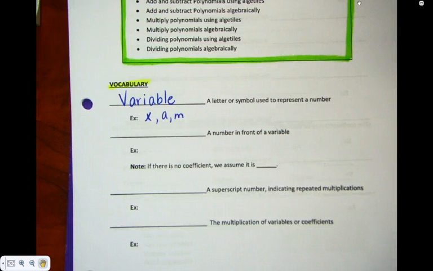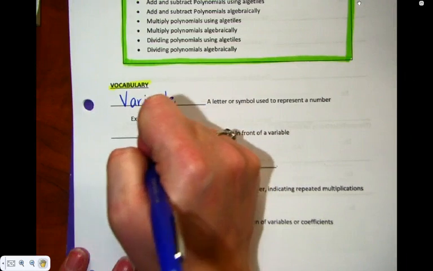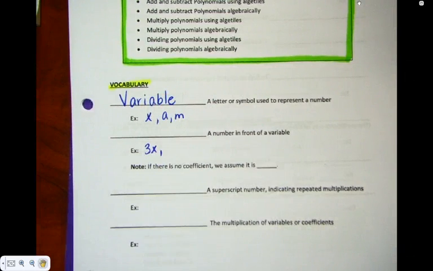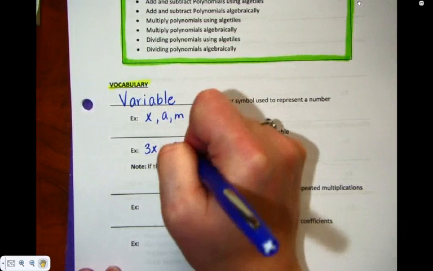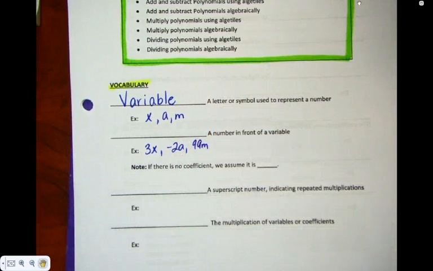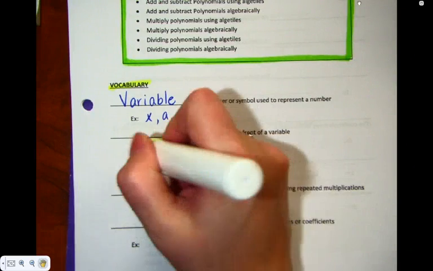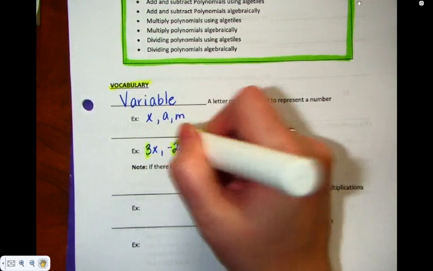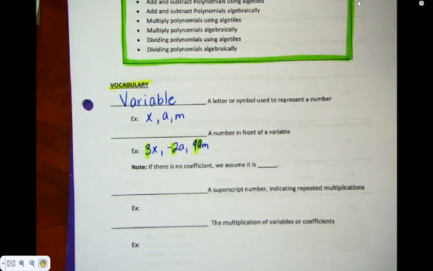What's a number in front of a variable called? I'll give you the example first. If I were to put 3x, or I were to put -2a, or I were to put 99m, what I want to know is what is it called when I stick it in front of a variable? So the 3 or the -2 or the 99.